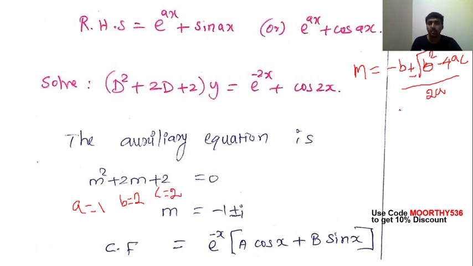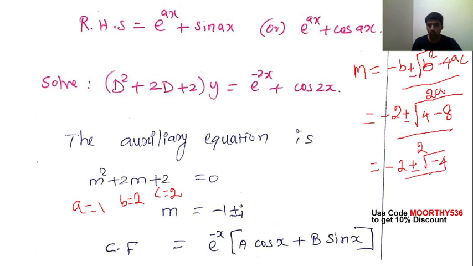Substitute these values here. Then minus b, that is minus 2, plus or minus root of b square minus 4ac. Here b square is 4, and 4 into a into c is 8, divided by 2. Now minus 2 plus or minus root of minus 4, divided by 2.